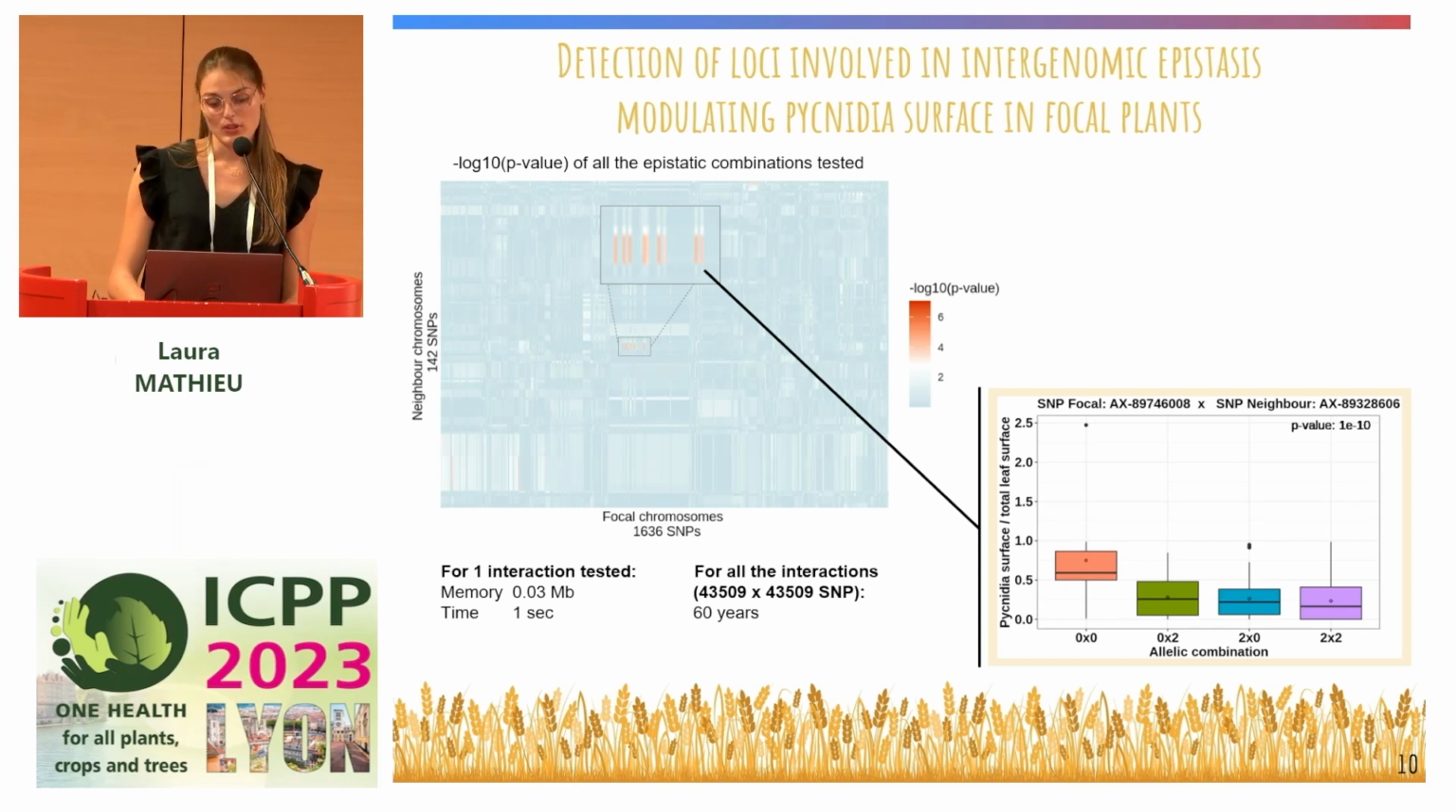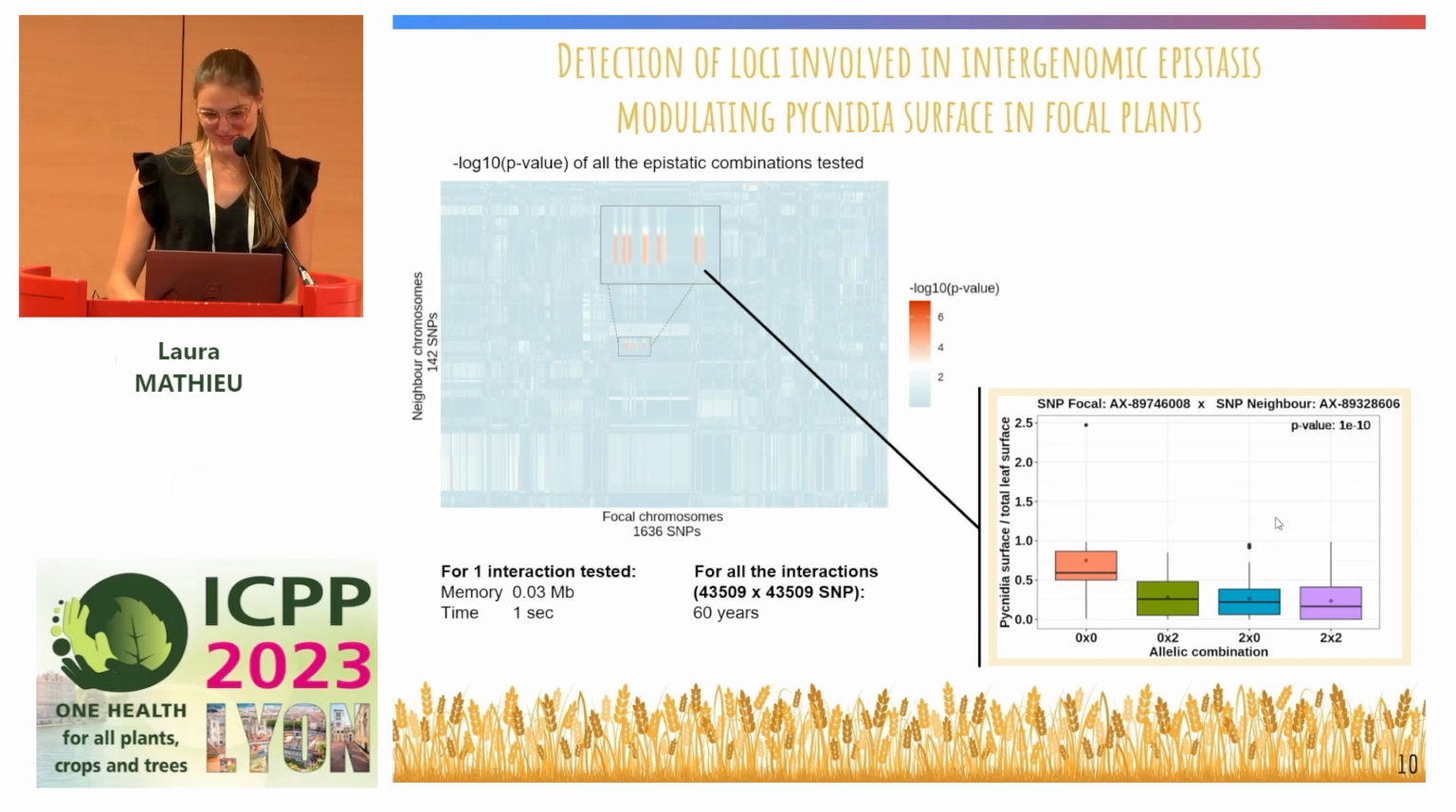And so for one interaction tested, it requires 1 second. So if I would like to test all the interactions for all the SNPs, it would require 60 years. So I have to optimize the script for sure.